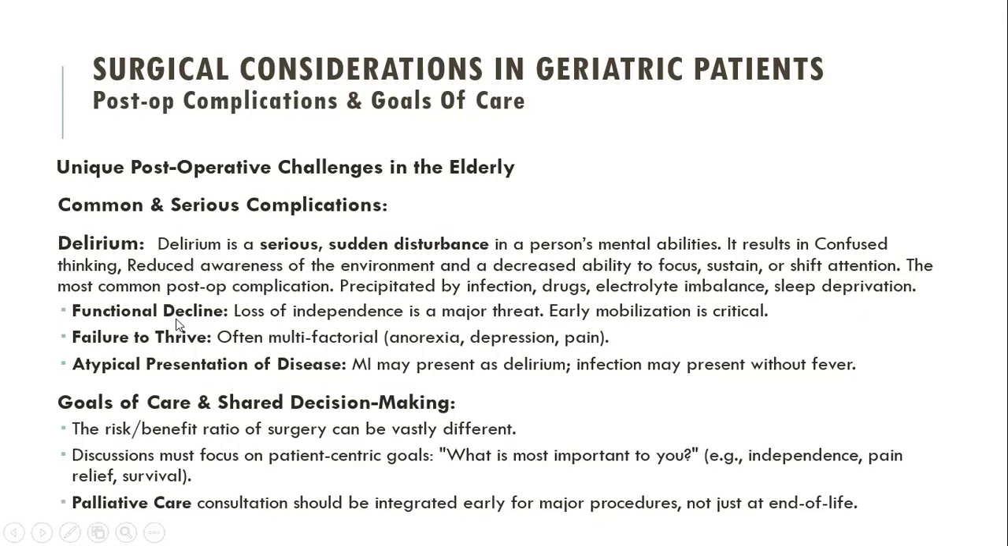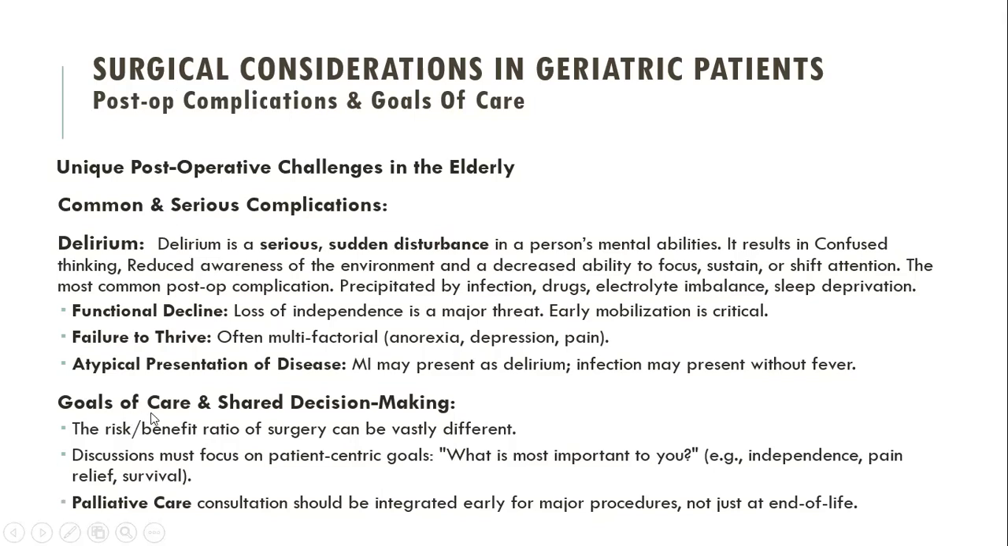Now, what can happen is that the patient will be having functional decline. Loss of independence is a major threat after any kind of surgery. Early mobilization is critical in these patients. They can be having failure to thrive, often multifactorial, that is anorexia, depression, or pain. Atypical presentation of disease, like MI may present as delirium, and infection may be present without fever. So these are all important post-op complications in the geriatric patient.